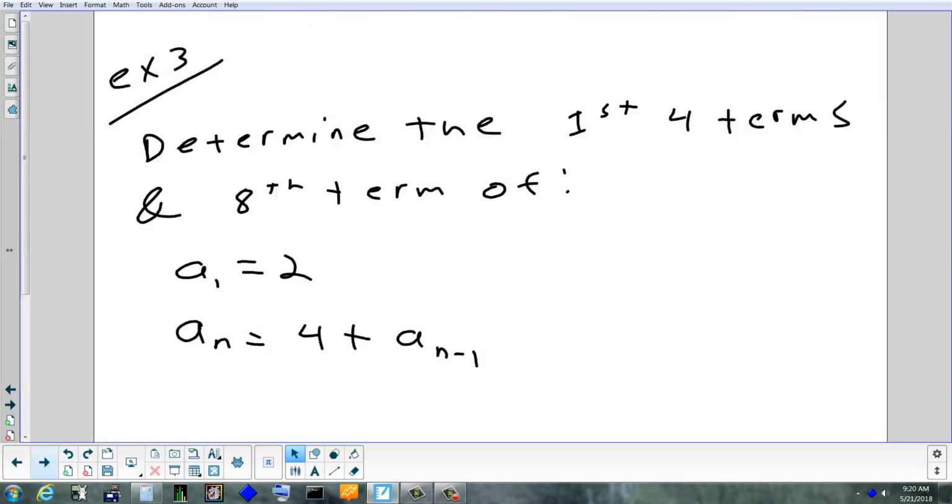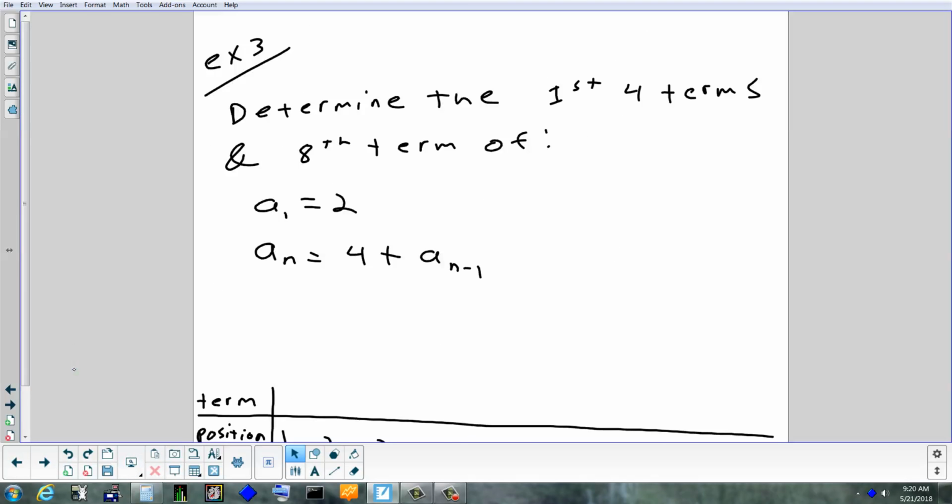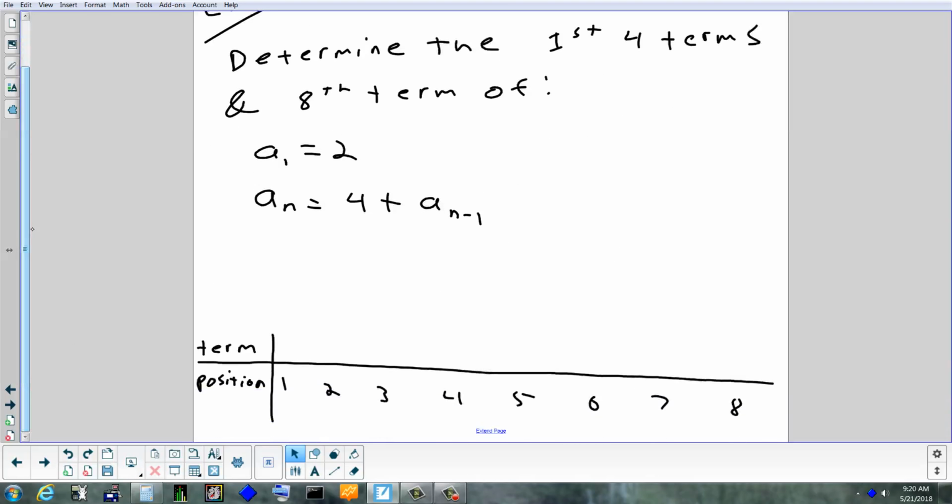Okay, so here's another one. Determine the first 4 terms and the 8th term of this. So the first term is 2, and the nth term is 4 plus the term before it. So a lot of times what I do is I just make a table where one row represents the position and above it is the term.